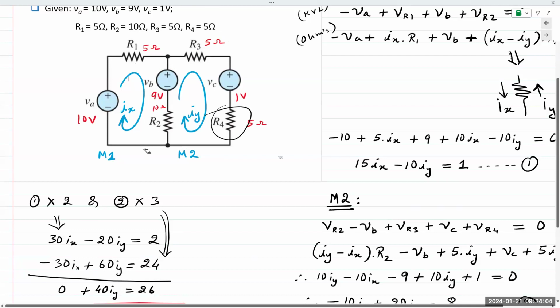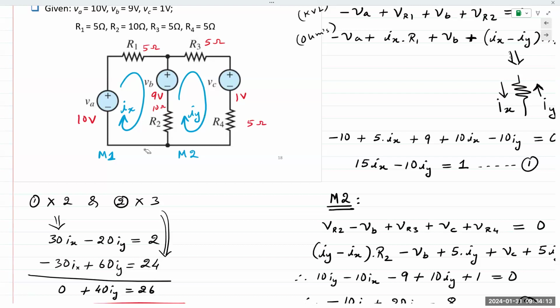Does that make sense? And then Iy is the same thing. Iy is flowing through R3 and R4. It is not a shared branch. And so the mesh current is the actual current flowing through R3 and R4.